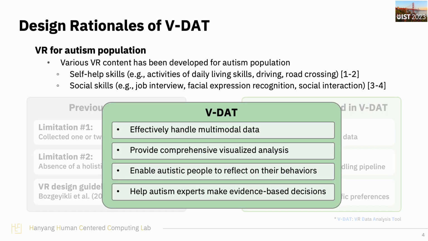So, in summary, V-DAT's main contributions are as follows. V-DAT can effectively handle multimodal data and provide comprehensive visualized analysis and enable autistic people to reflect on their behaviors and help autism professionals make evidence-based decisions about diagnosis.